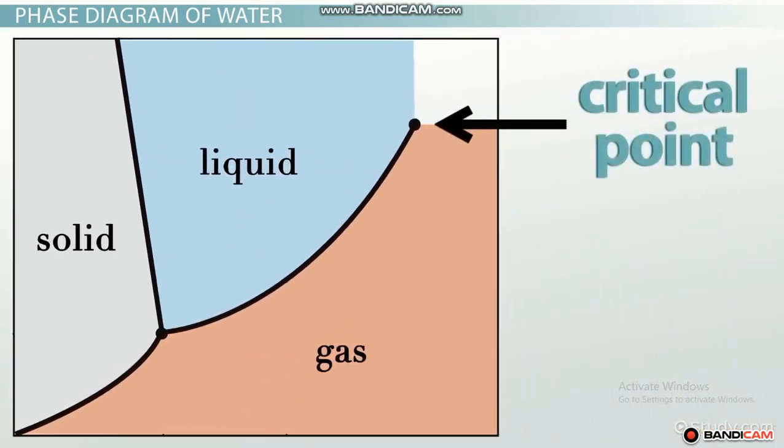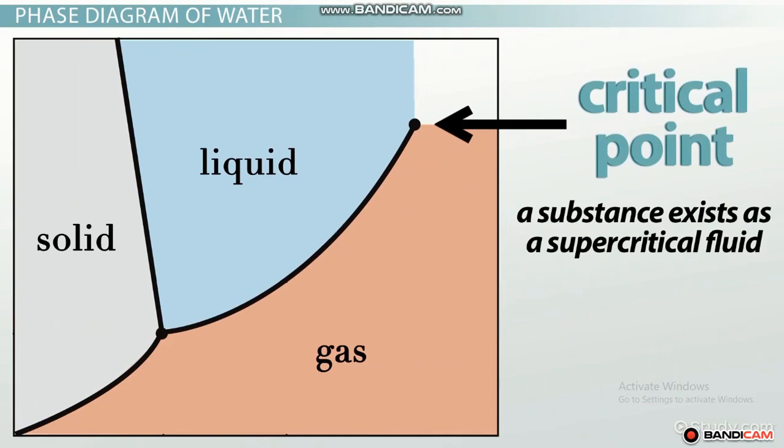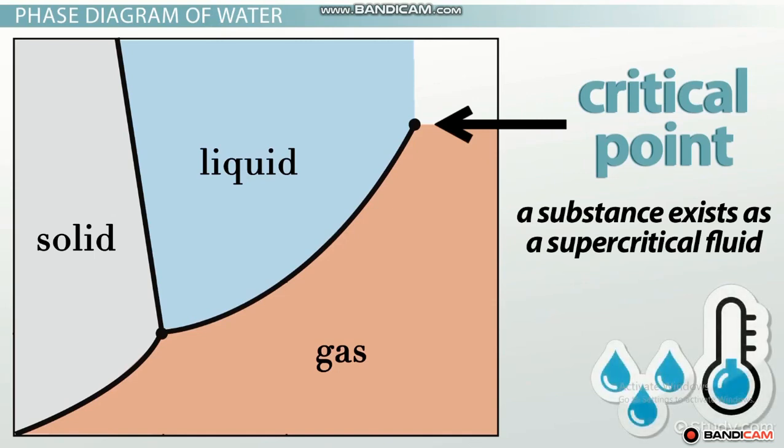Above the critical point, a substance exists as a supercritical fluid. A supercritical fluid is a gas that's really compressed, so it behaves like a gas with some properties of a liquid. You can't turn a supercritical fluid into a liquid without lowering the temperature. Each substance has a unique critical point and triple point.